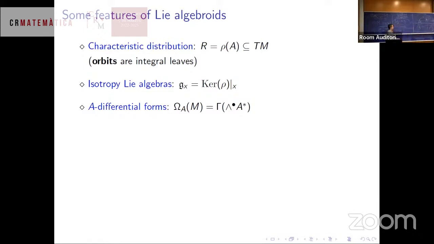From this viewpoint, for example, if you want to talk about forms, how do you define forms on a manifold? These are sections of the exterior powers of T star M. Now, if you replace TM by A, you should be talking about sections of exterior powers of A star. And these are the A-differential forms.